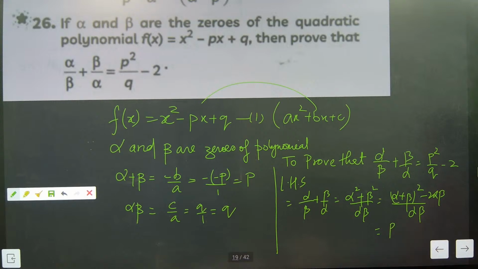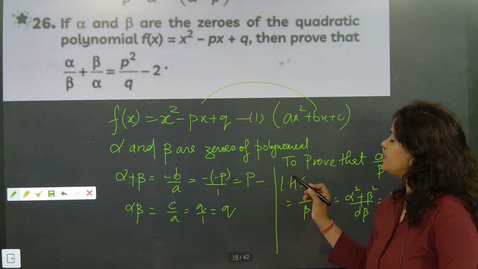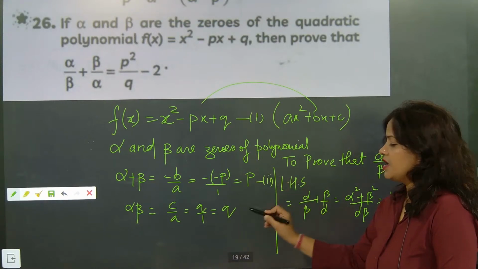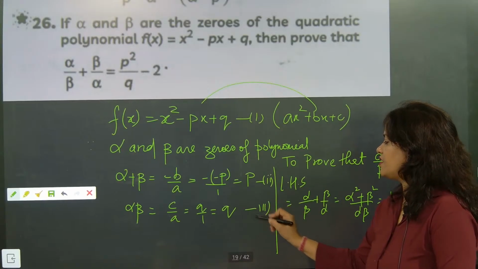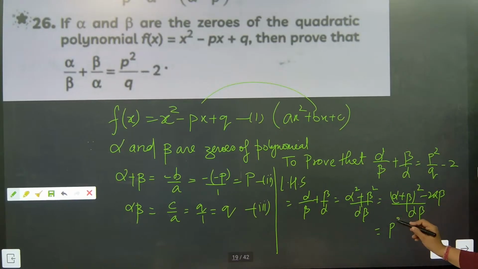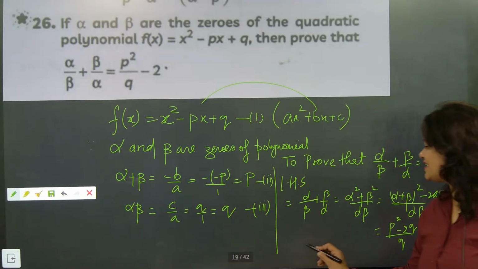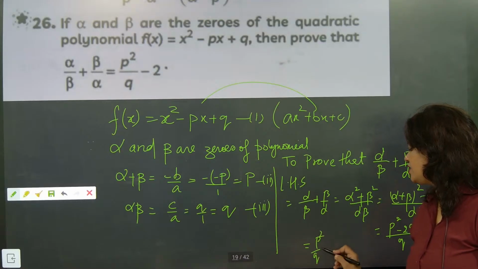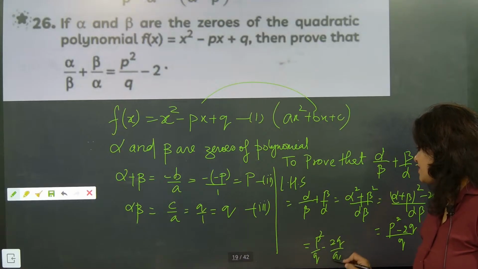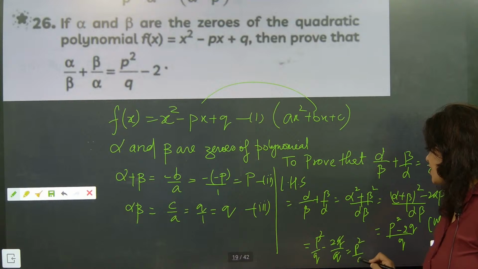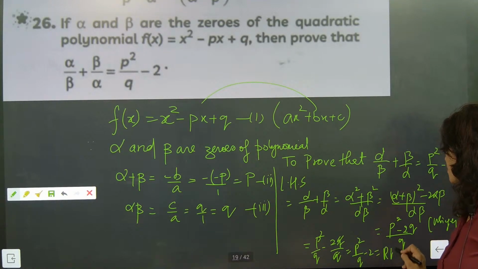What is alpha plus beta? P. Now once you have written, see what is the best format of writing. In maths, there is connectivity everywhere. So what we have to write? P square minus 2q by q. Now using which equations? Using equation 2 and equation 3. This is the best format of writing. If you write like this, no one can cut your score. Now this by this cancel. It is coming p square by q minus 2, and that is equal to RHS.